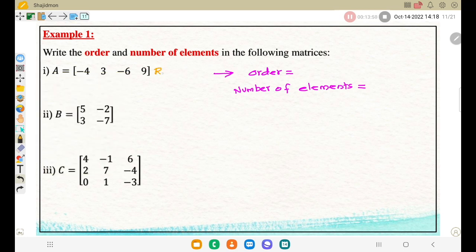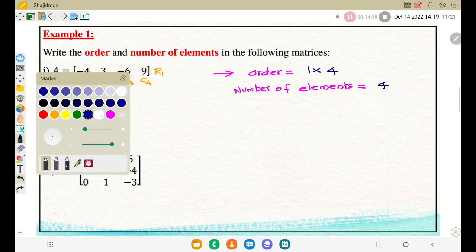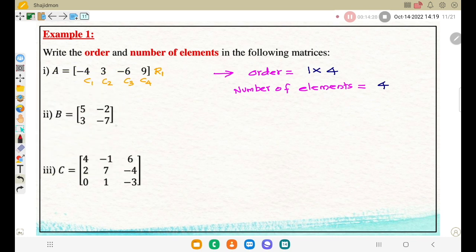How many rows do we have? Only one row, correct? But how many columns? Column number 1, column number 2, column number 3, and column number 4. So how many columns are there? We have 4 columns. So what is the order of that matrix? The order of that matrix is 1 by 4, correct? 1 row, 4 columns. So how many elements? You can multiply these two numbers. 1 multiplied by 4 means 4. That is the number of elements in that matrix. Hope you understood. We'll go to the second question.